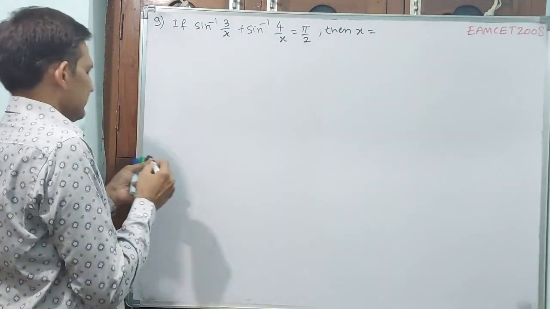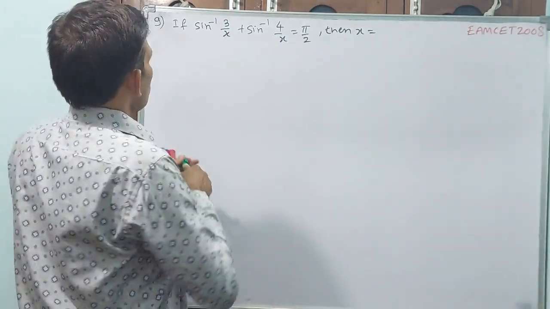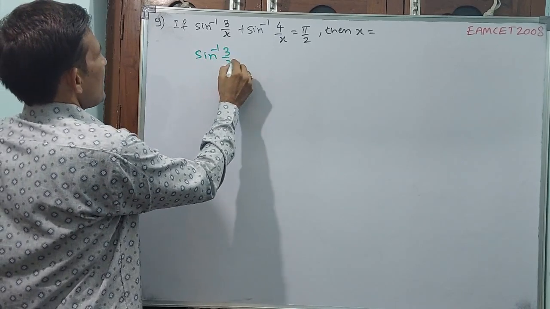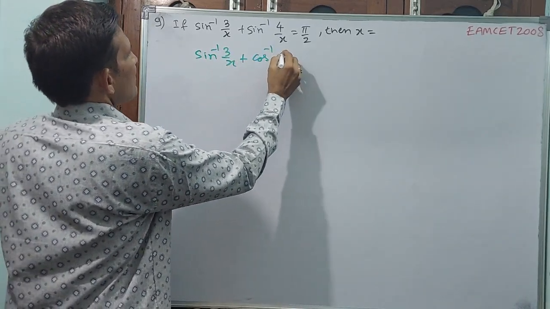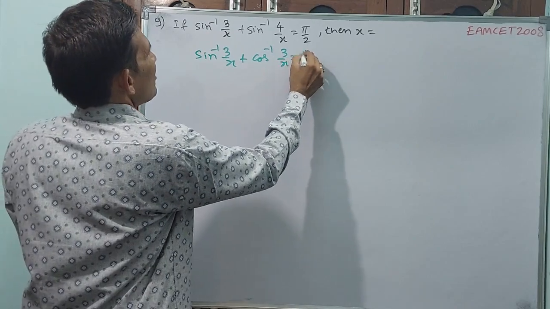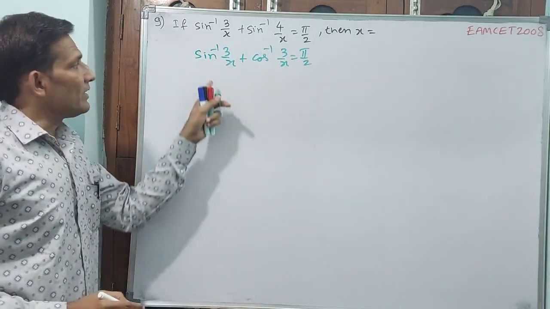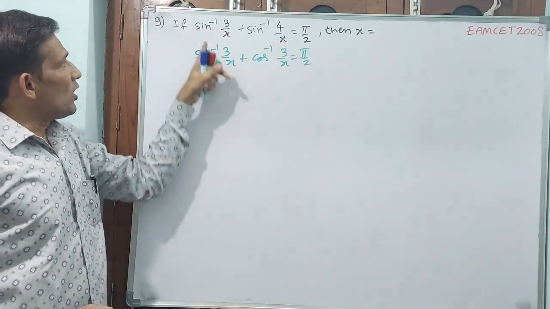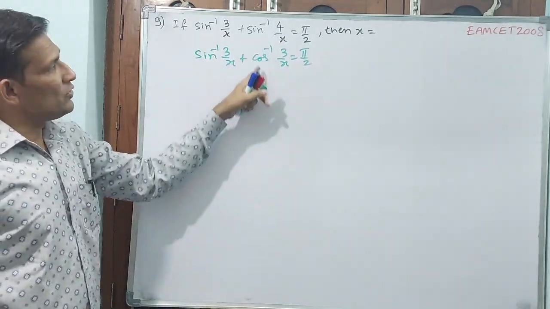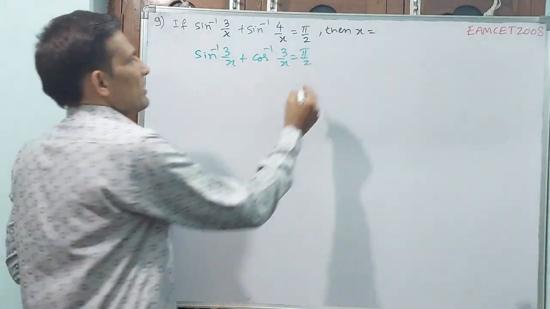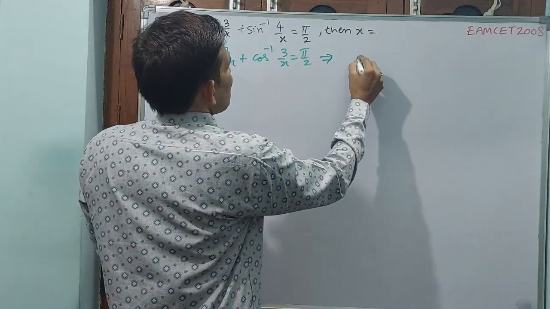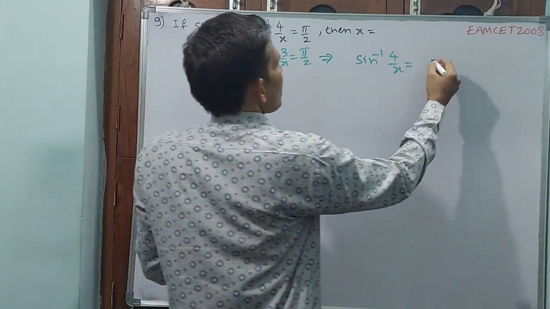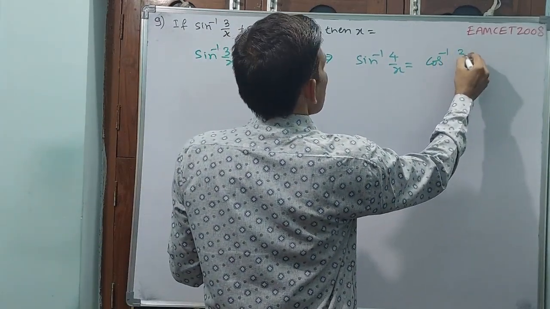Let's see how I am writing. We also can write like this. See, sin inverse of 3 by x plus cos inverse of 3 by x is equal to pi by 2. Is it okay? Why? Because sin inverse of x plus cos inverse of x is equal to pi by 2. Now this is matched. What we have to do? These two are equal, you have to think. That means this implies sin inverse of 4 by x is equal to cos inverse of 3 by x.